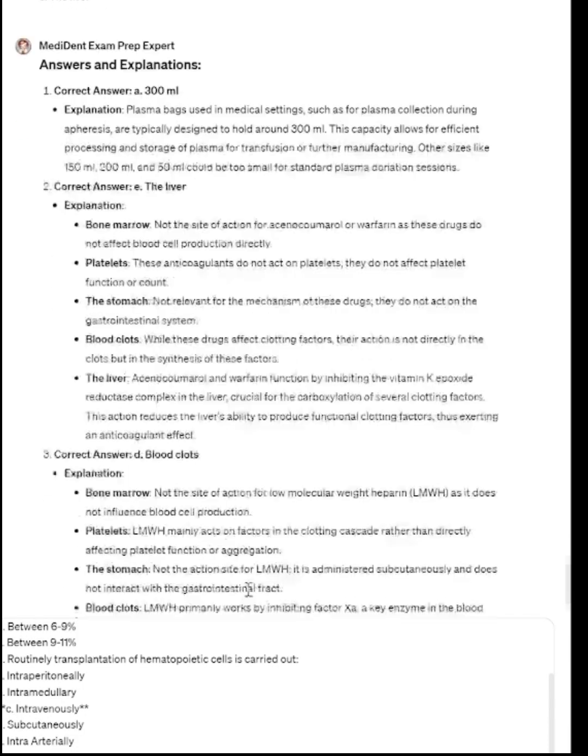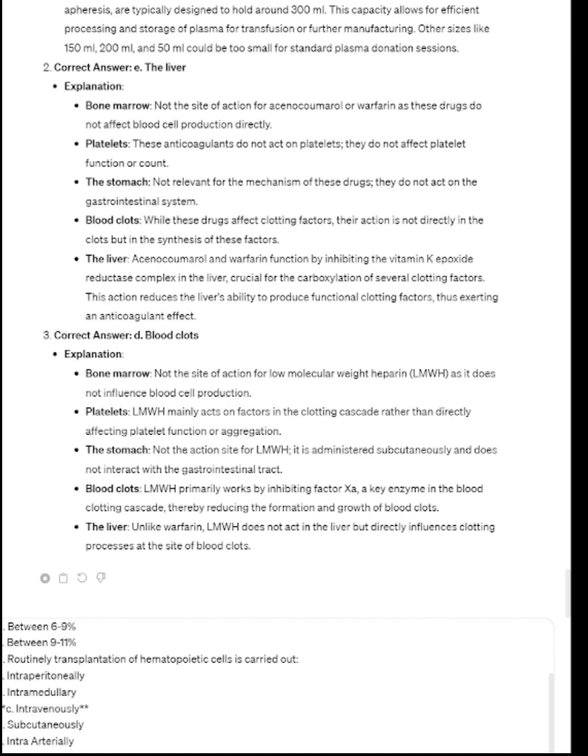3. Correct answer, D. Blood clots. Bone marrow, not the site of action for low molecular weight heparin, LMWH, as it does not influence blood cell production.